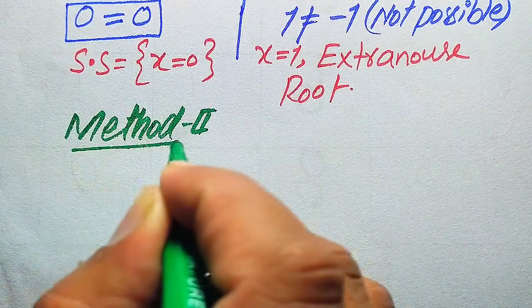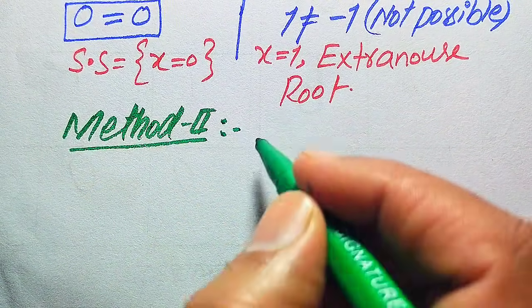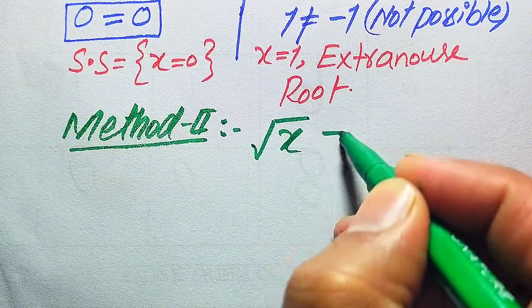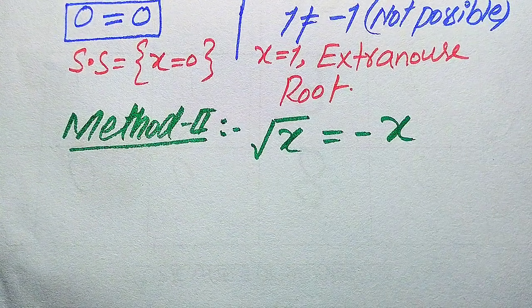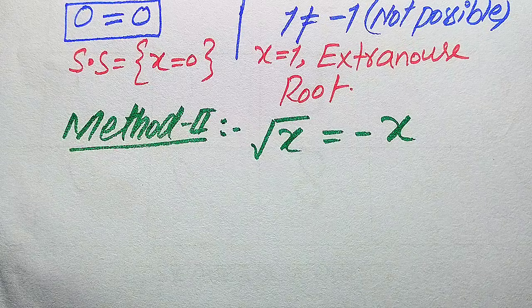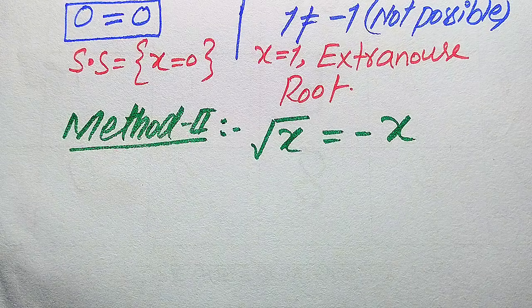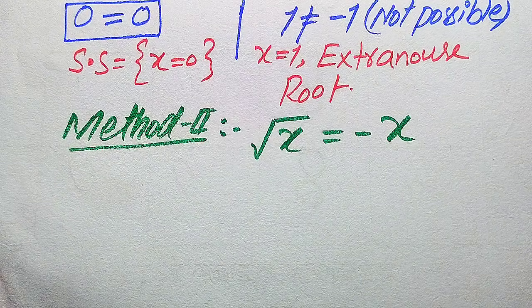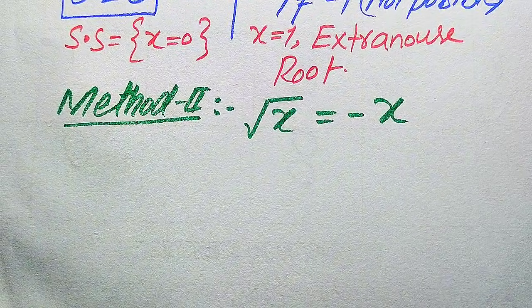And for the second method we need to copy down the given question statement, and it is square root of x equals minus x. And I hope you like both of these methods, but if you have any other method in your mind, please don't hesitate to write it in the comment section.